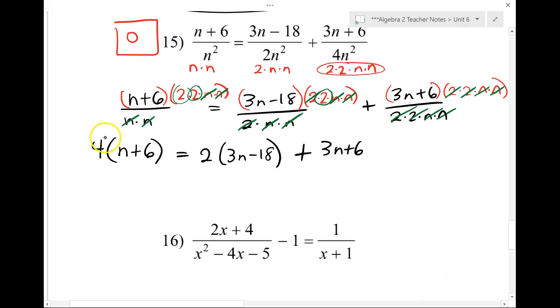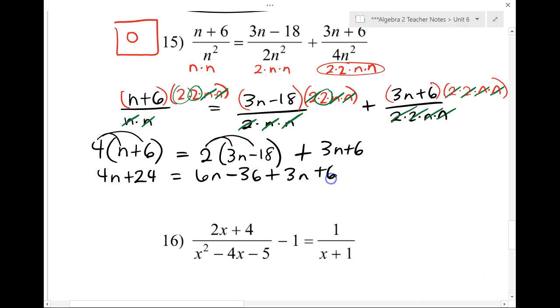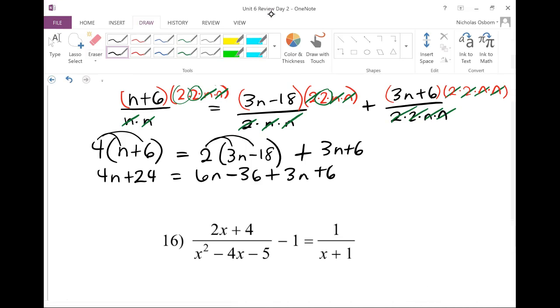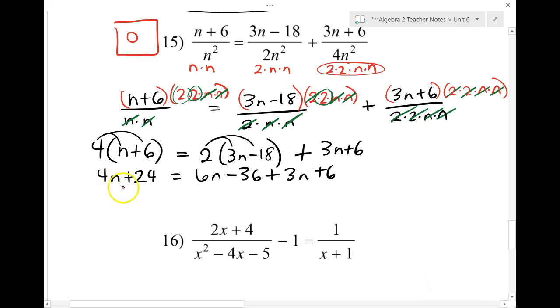And now let's distribute what we have left. So 4 times n plus 6, so we got 4n plus 24 equals, distribute the 2 here and here. So we have 6n minus 36 plus 3n plus 6. Now, if you haven't already guessed it, now we can just combine like terms. So here on the left, we don't have any like terms. But here on the right, I have an n term here. So we can combine those.